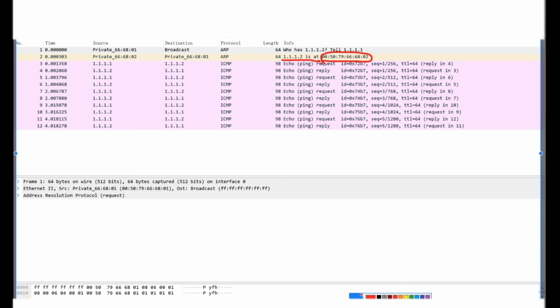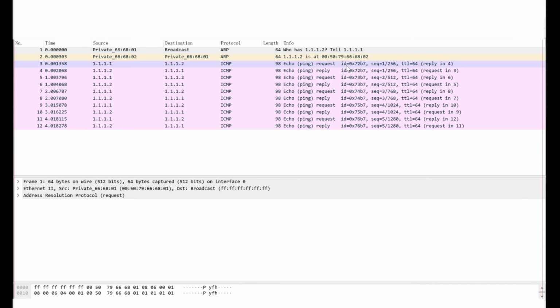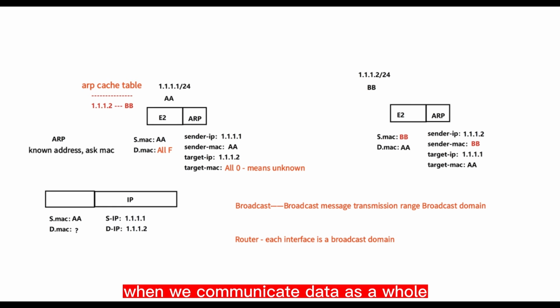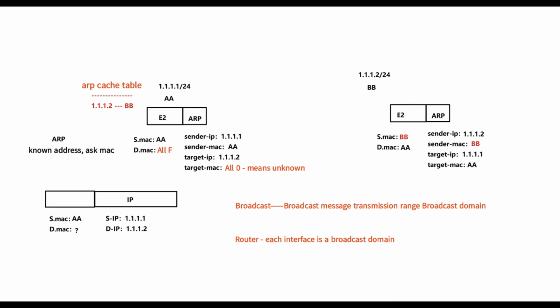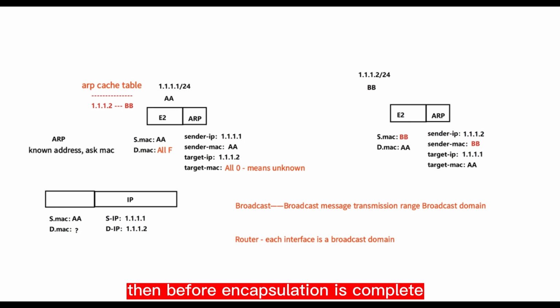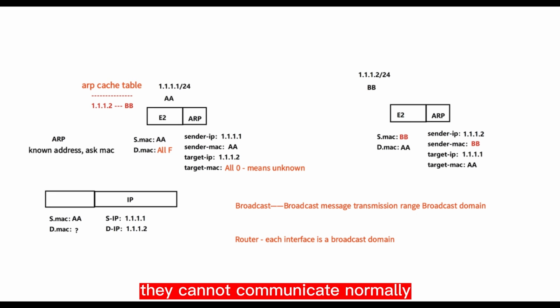That is, 1.1.1.2 is on the MAC address next to it. This is PC2. Everyone must first know that when we communicate data as a whole, before A sends real data to B, it must first be able to encapsulate the MAC address. Before the encapsulation is complete, they cannot communicate normally.